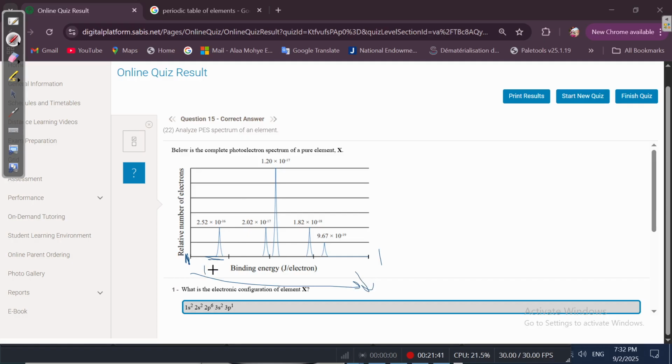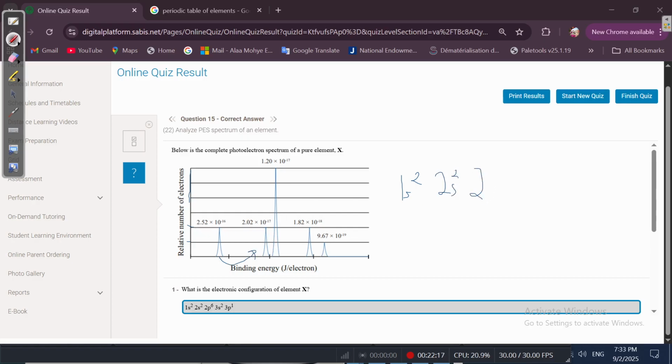Starting here is the hardest one. Why? This is the 1s2. 1s2 is the hardest to remove because it requires the most energy, because it's nearest to the nucleus. So it has the highest attraction to the nucleus. Obviously this is 1s, and the relative number of electrons, as you can see here, is 2. Then, following it is 2s2. Its peak reaches 2, as you can see here.